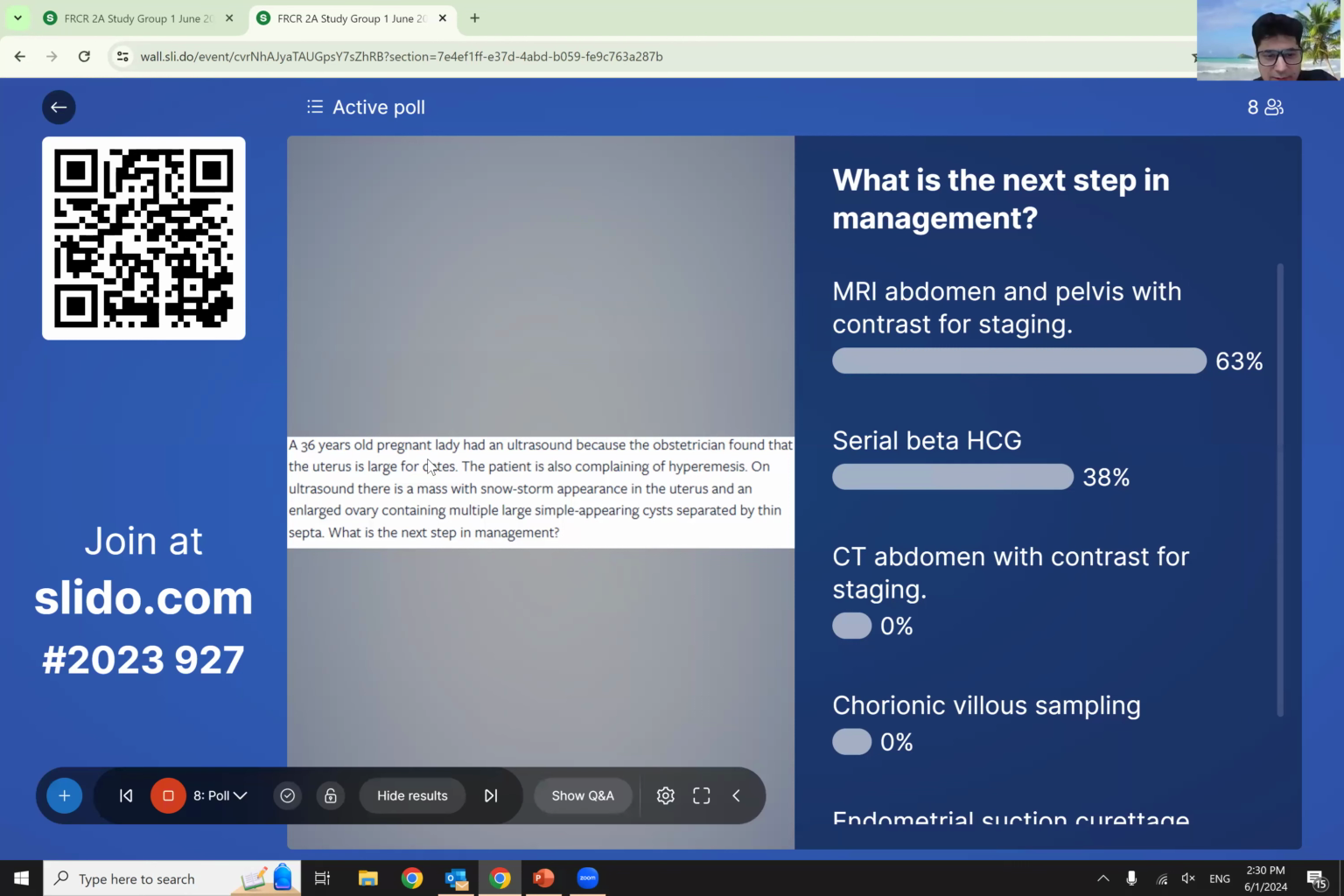There's a 36-year-old pregnant lady, so the age is already high. She had an ultrasound because the obstetrician found she was large for dates. First clue, the patient has hyperemesis. Now, not really a clue because normal pregnancy can cause that as well, but it's a low weightage clue.